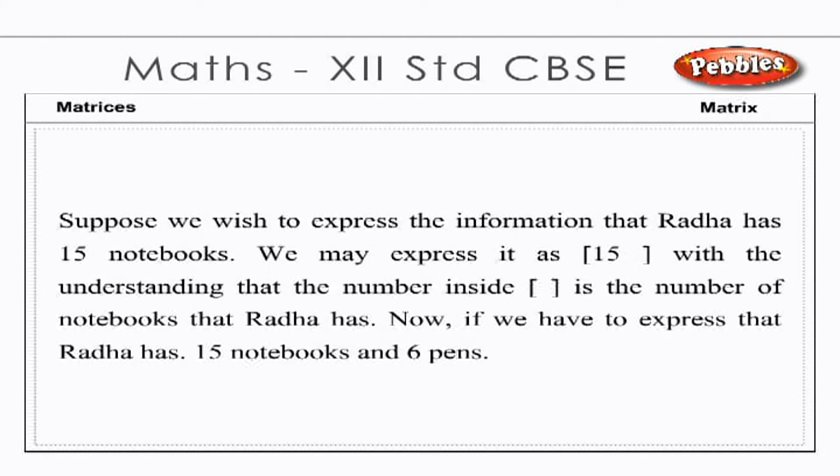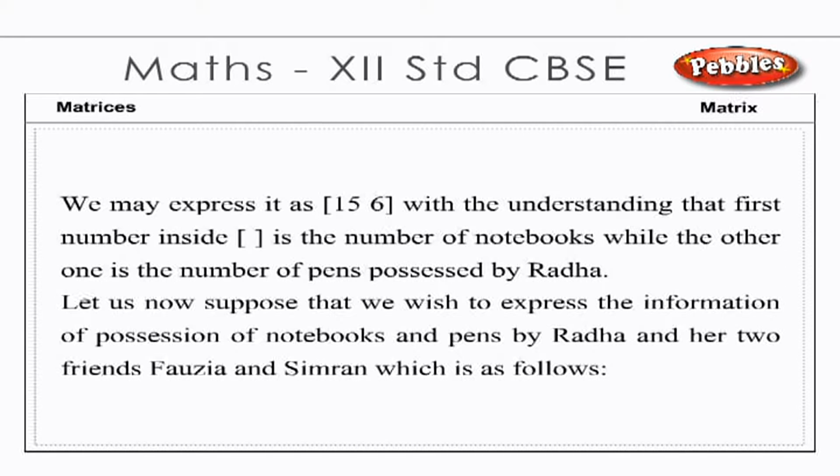Matrix. Suppose we wish to express the information that Radha has 15 notebooks. We may express it as [15] with the understanding that the number inside the bracket is the number of notebooks that Radha had. Now, if we have to express that Radha has 15 notebooks and 6 pens, we may express it as [15, 6] with the understanding that the first number inside the bracket is the number of notebooks while the other one is the number of pens possessed by Radha.